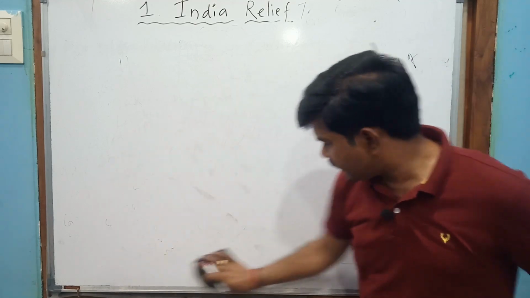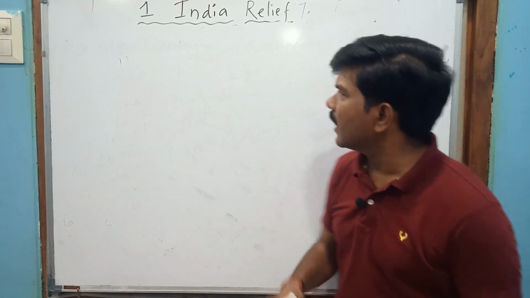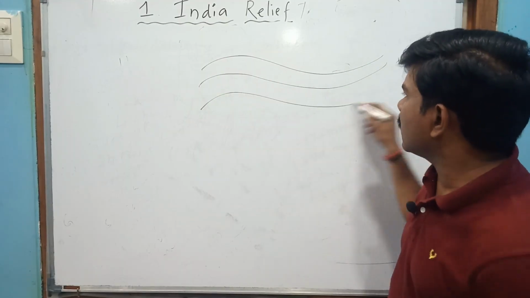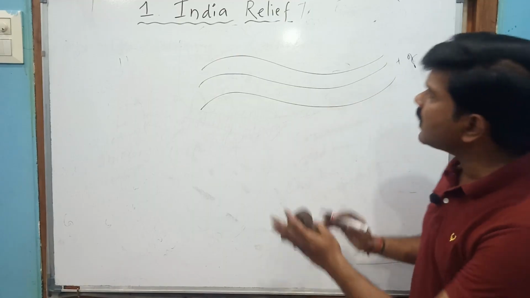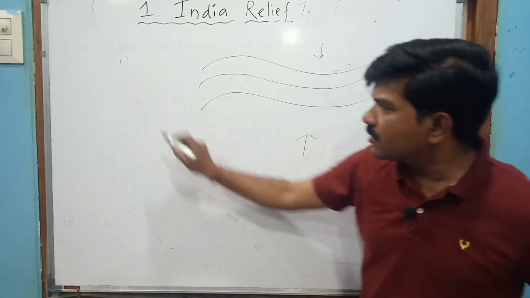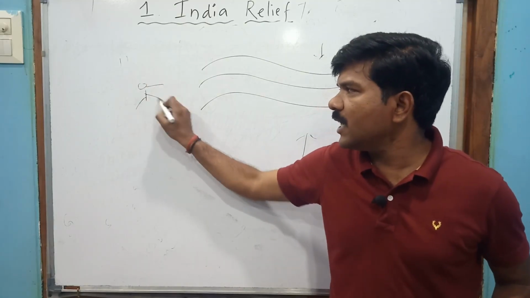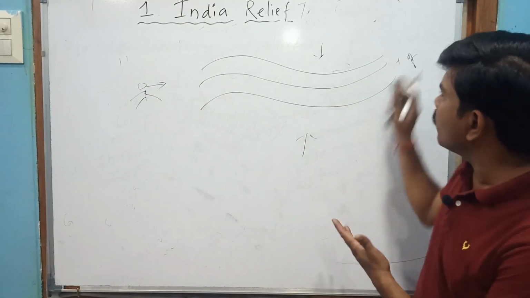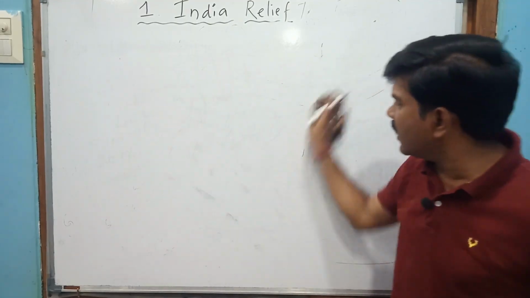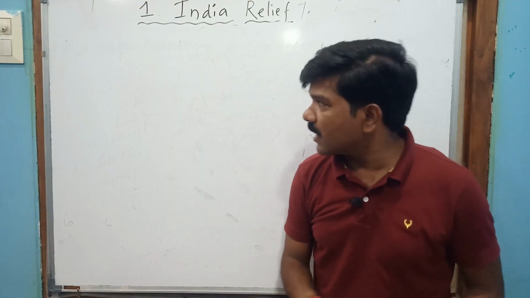So let's see. If we look, the Himalayas are an arch. These are the Himalayas. If you see the Himalayas from this side or this side, you may see them in this way. But if you see from this side, you may see the Indian Himalayas and the peninsula in different shapes. So let's discuss all that also.